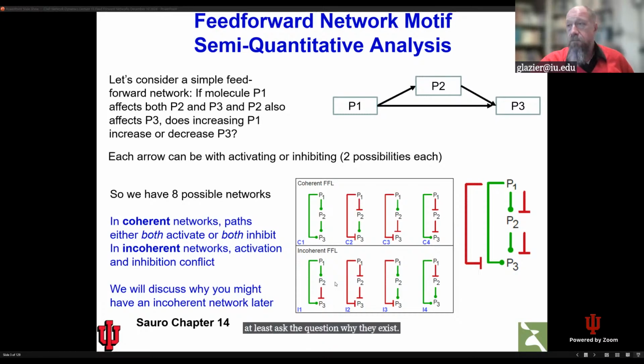In this case, P1 activates P3. It also activates P2, but P2 inhibits P3. So the direct channel is excitatory, the indirect channel is inhibitory. Or you could have it go the other way.